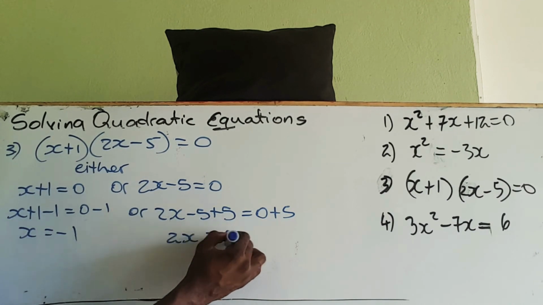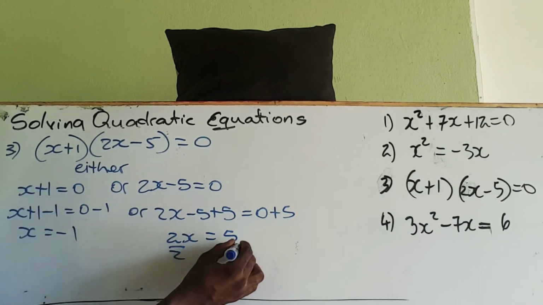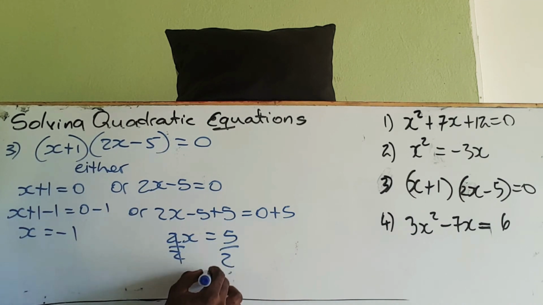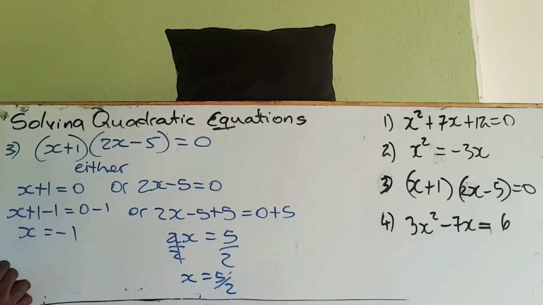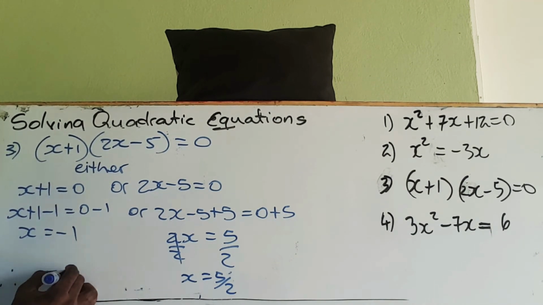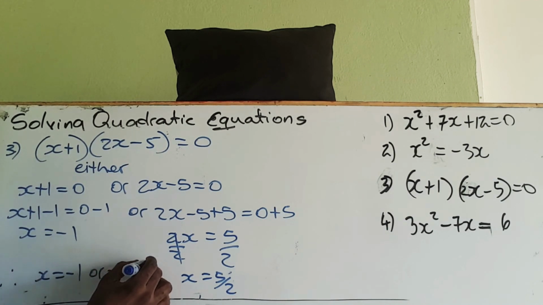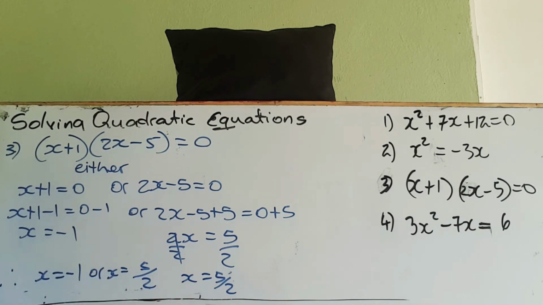2x is equal to 5. Divide both sides by 2. Finally, we could say that x is equal to 5 halves. Well, we could just conclude that x is equal to negative 1 or x is equal to 5 halves. Let me write this a little bit better. All right, good. So that is our third example. Let's look at example number 4 and last.